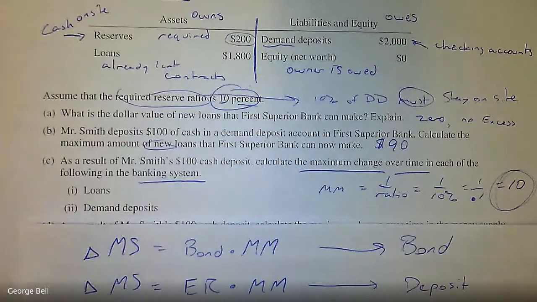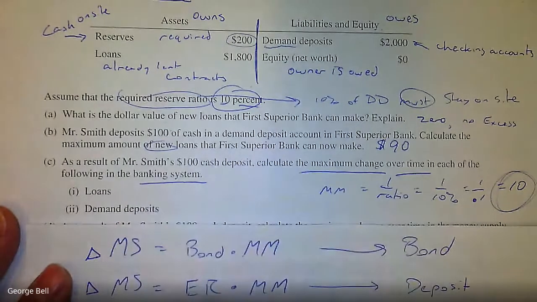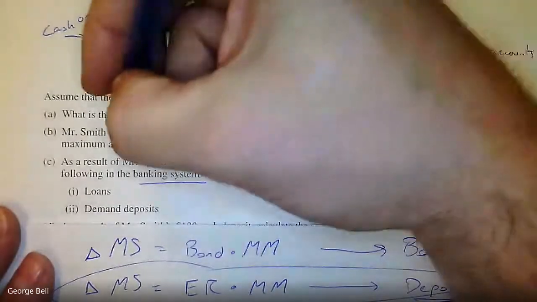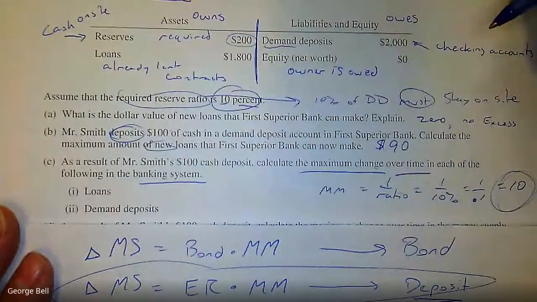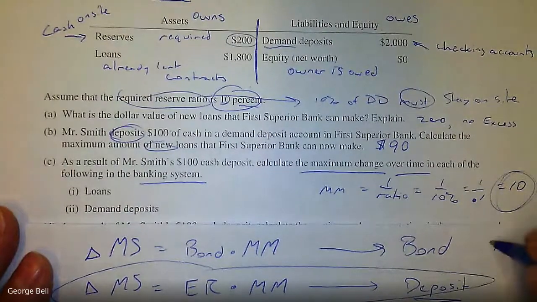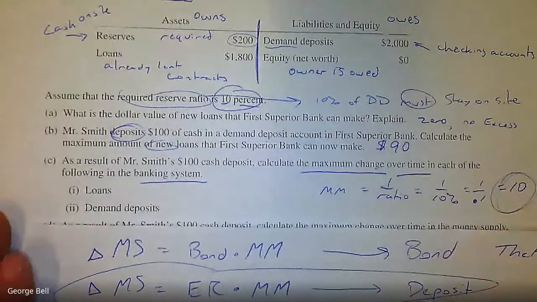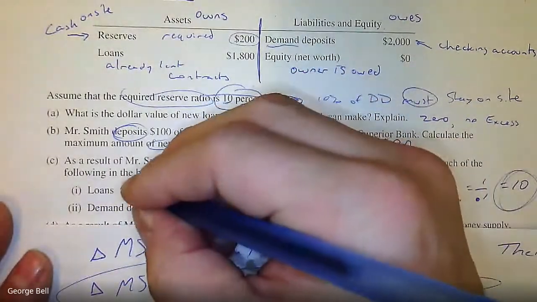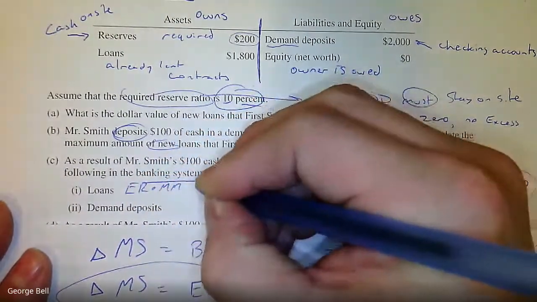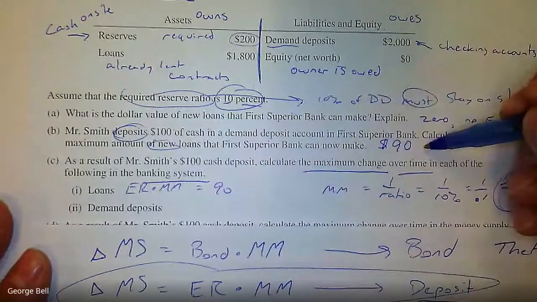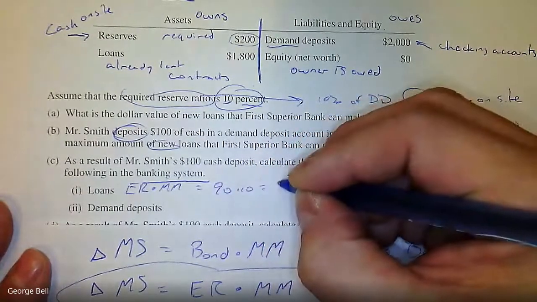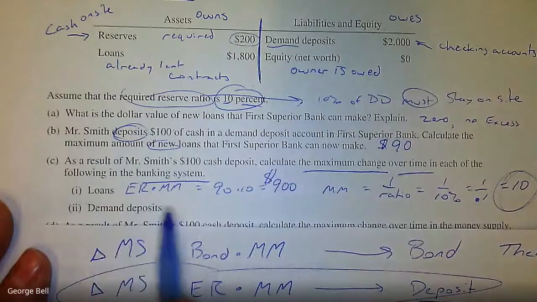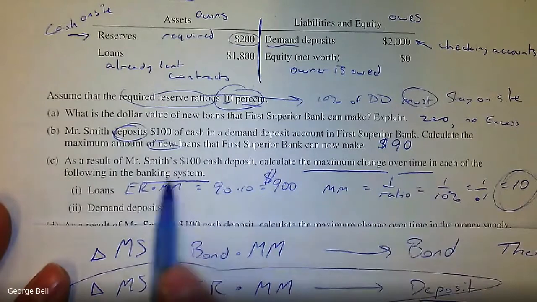So in order to find the loans or the demand deposits for this problem, we're using this multiplier, because this problem is all about a deposit. Mr. Smith deposited money. This was not a Fed bond purchase. It would literally say the Fed purchases bonds. It doesn't say that, so we're using this formula. For the loans, all we have to do is pop this in. This is our excess reserve times our money multiplier. This equals 90, because that's what we found our excess reserve to be, times 10, for a grand total of $900. This bank can make new loans of $900 over time in the system.